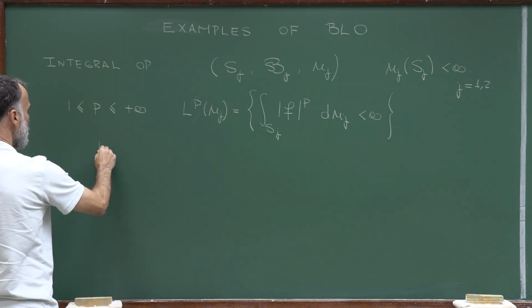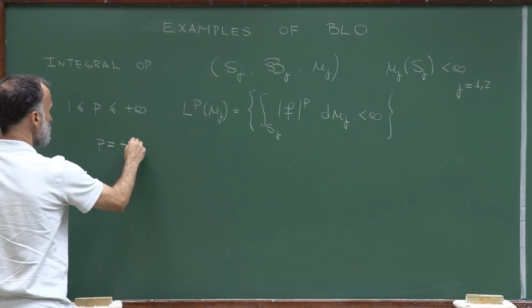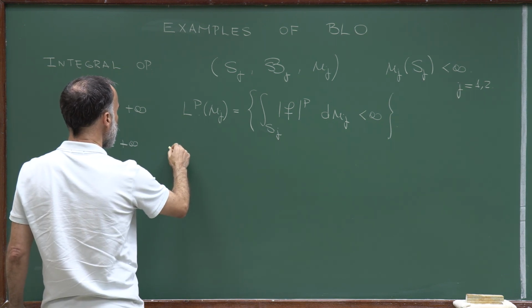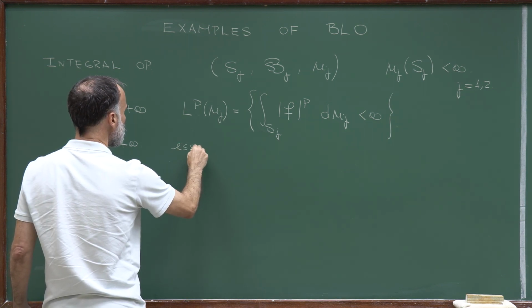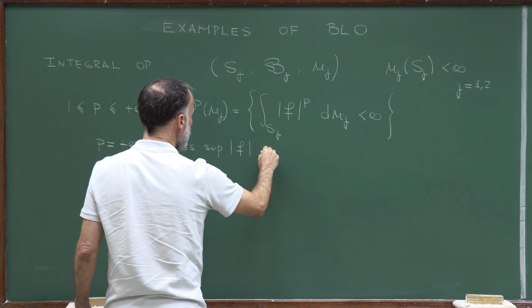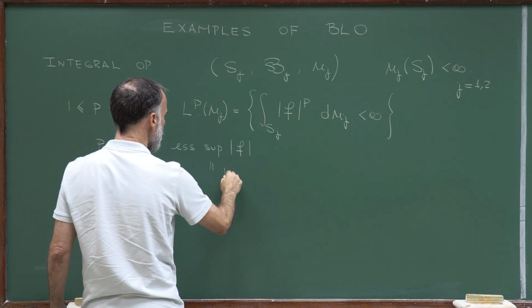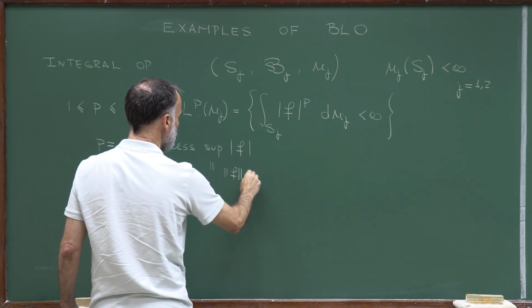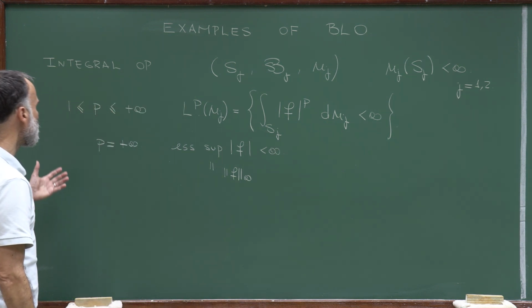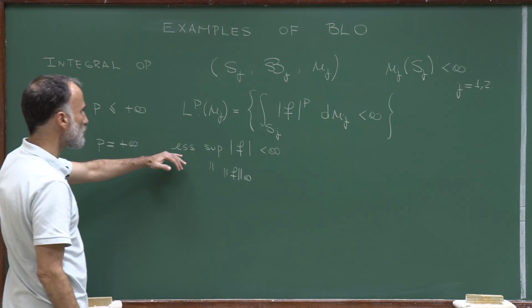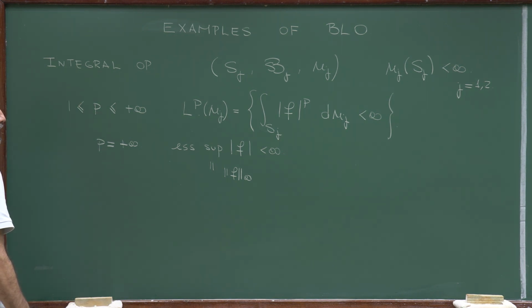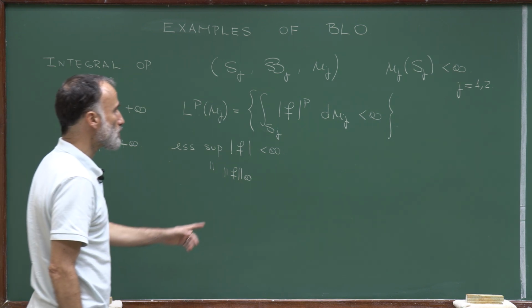Of course, when p is equal to plus infinity, we are talking about the functions f for which the essential supremum of f is finite. And this will be represented by the norm f infinity. I refer to a course in measure theory for what the essential sup of a function is. And so these measures are finite.